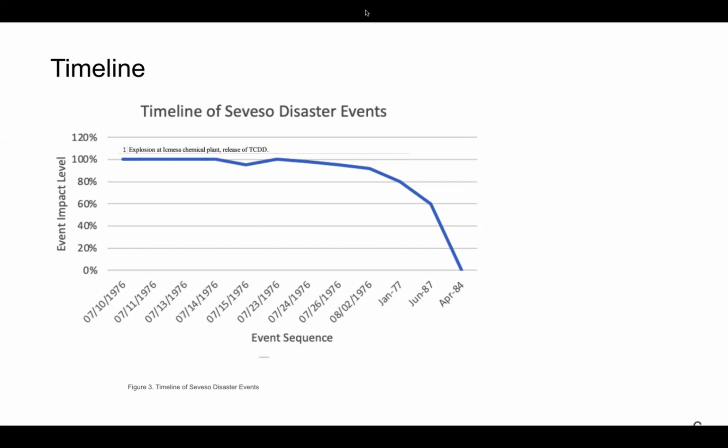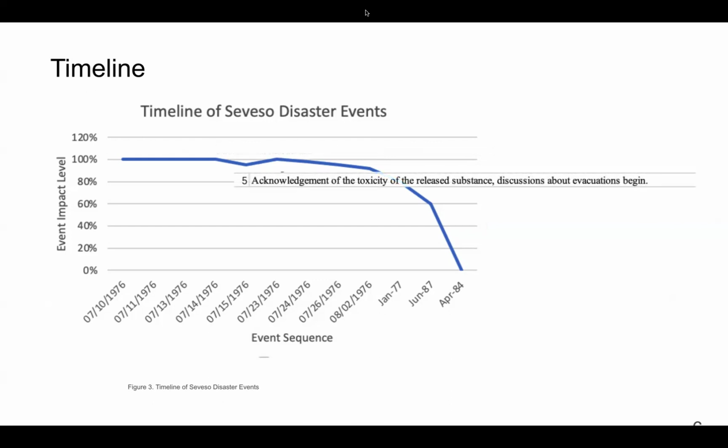On July 10, 1976, the explosion of the TCDD started. On July 11, 1976, people found the plant had been damaged in the exposed areas. On July 13, 1976, people got the first report of animal deaths. On July 14, 1976, people found the first skin inflammation occurring on children.